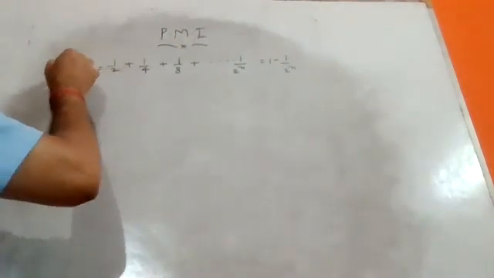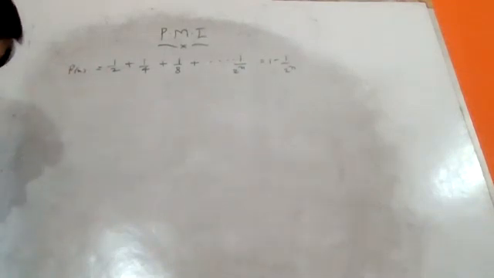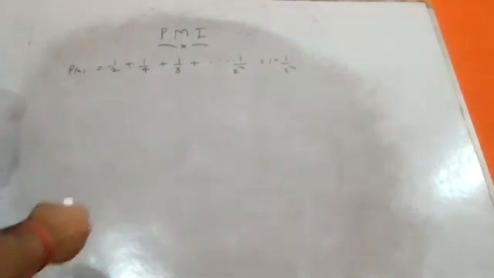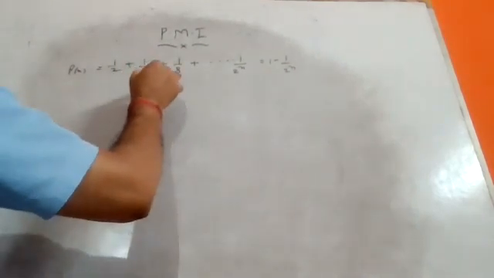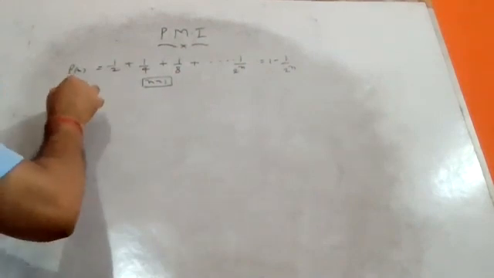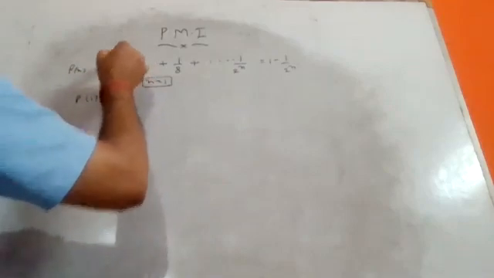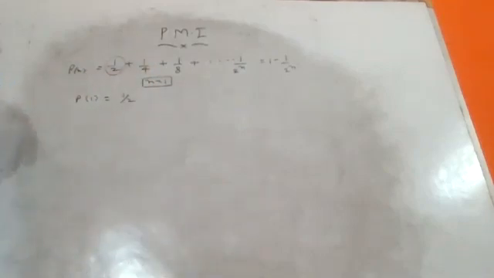Whole expression should equal Pn. This is your first step. Second step, it's true for n equal to 1. So put down the value of 1 in place of n. First term is what? That is your 1 by 2. This is your first step.